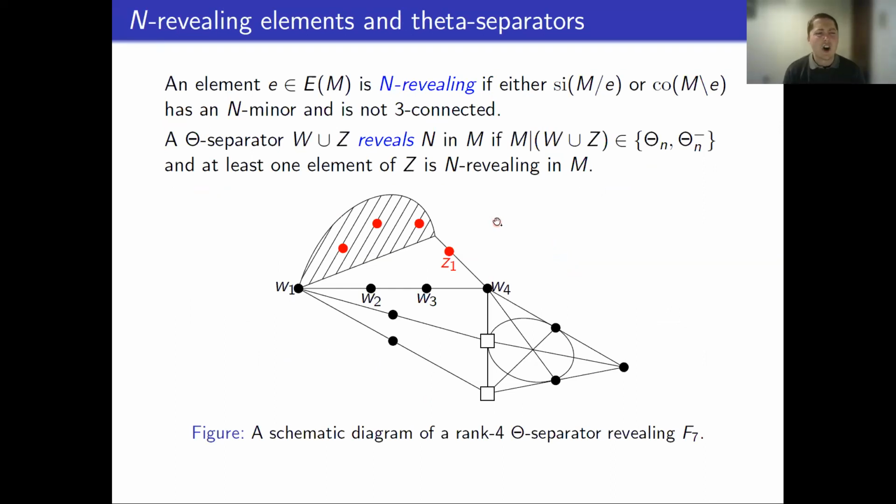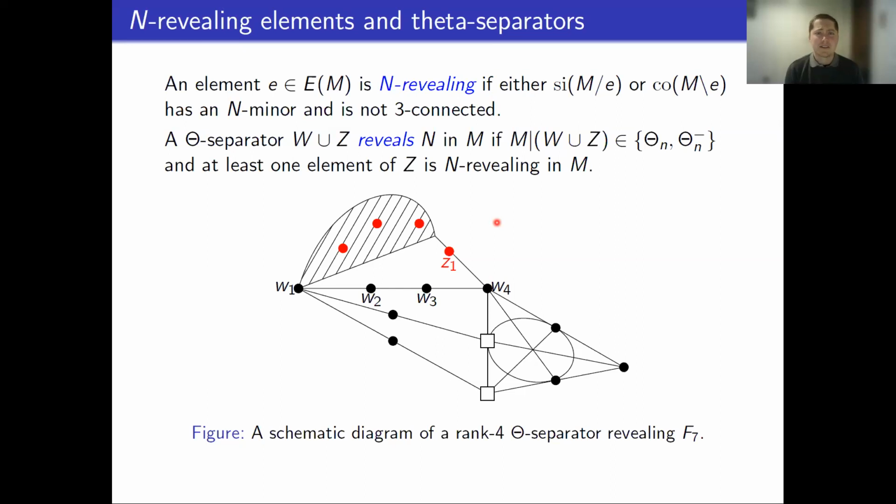But first off, another term, all these lovely terms. An element e is N-revealing if either the simplification of its contraction, which you're familiar with now, or the co-simplification of its deletion has an N minor, tick, but is not 3-connected, cross. So being N-revealing is a certificate to be not N-elastic. You're getting there because you've got the minor, but you're not 3-connected after the contraction or the deletion. That's what it is to be N-revealing. If you had no N-revealing elements, you're in anyway.